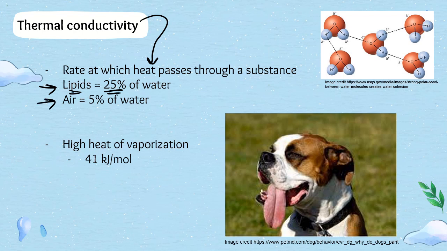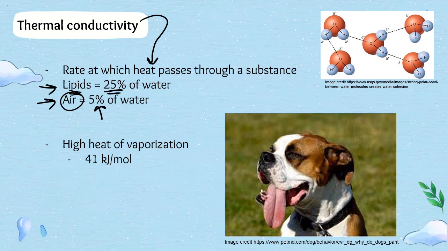Air is an even better insulator. Its rate is only 5% that of water. And so organisms that live in water are at a greater risk of losing heat to the surroundings than are organisms that live in the air, because the air just doesn't conduct that heat energy as well as does water.